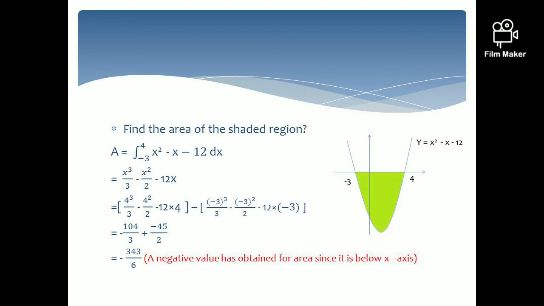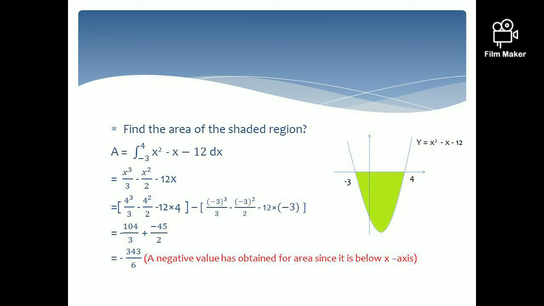Okay. In this question, they expect us to find the area enclosed by the curve and the x-axis. The curve is y equals x squared minus x minus 12, and the boundaries for this question would be minus 3 to plus 4. To obtain this area, you have to integrate the curve x squared minus x minus 12 from minus 3 to 4.